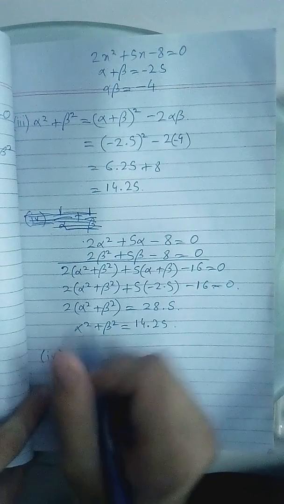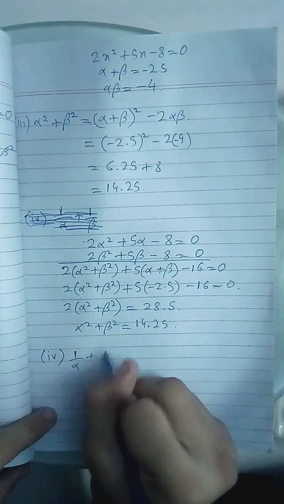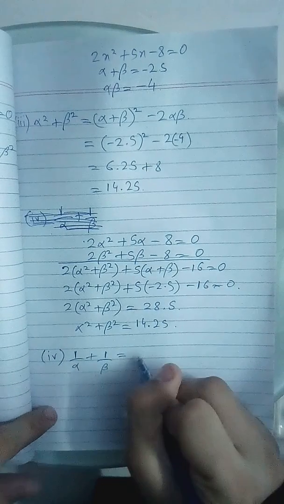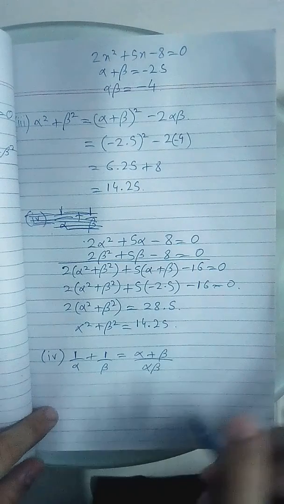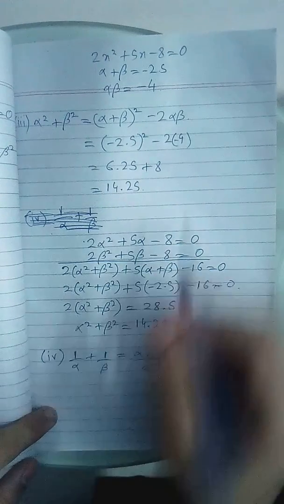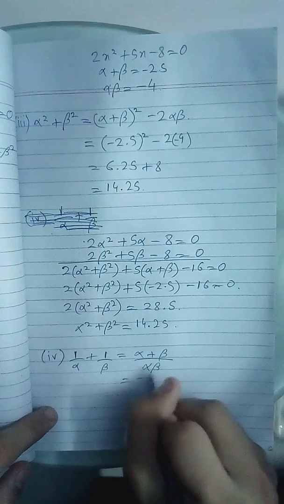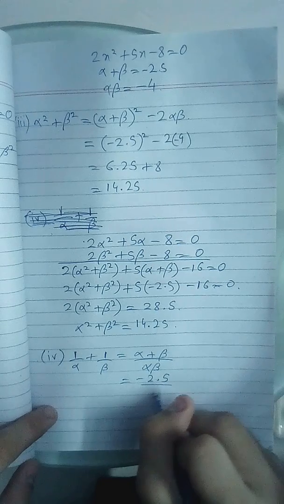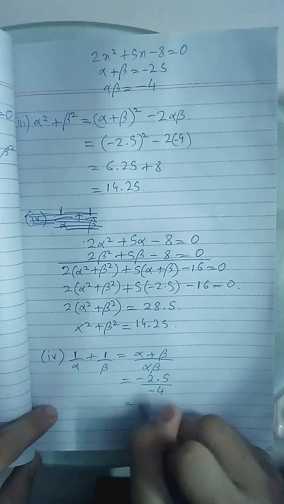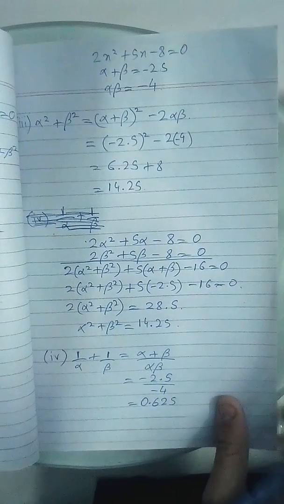Now towards the fourth part, we are getting 1 upon alpha plus 1 upon beta equals alpha plus beta upon alpha beta. We have this value, we have the value of alpha beta, so we are just going to substitute it in the expression. So we have 0.625.